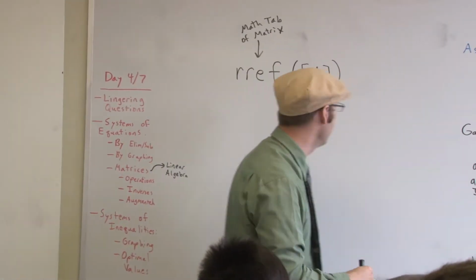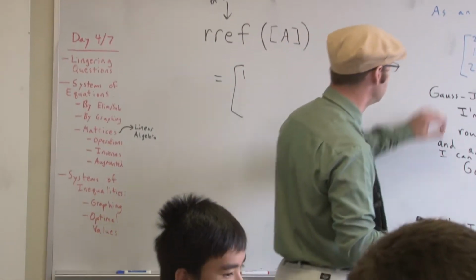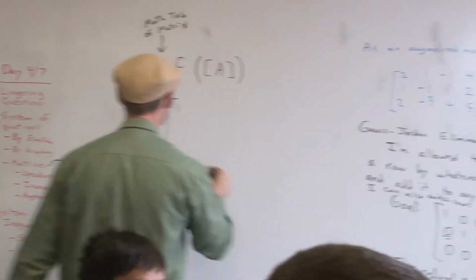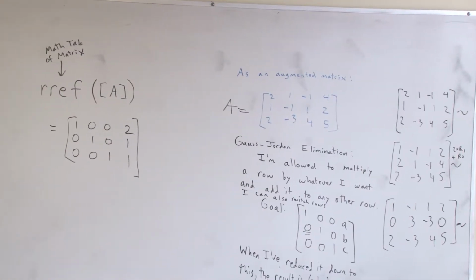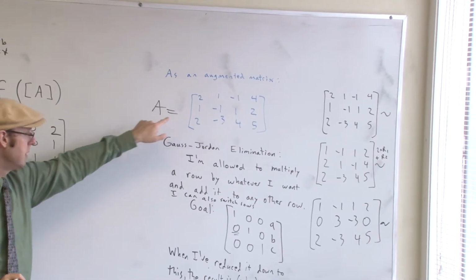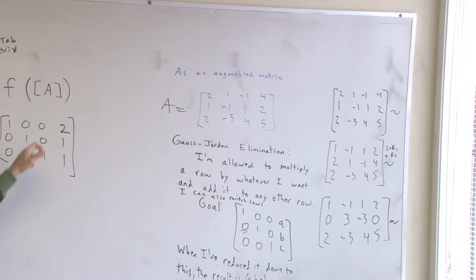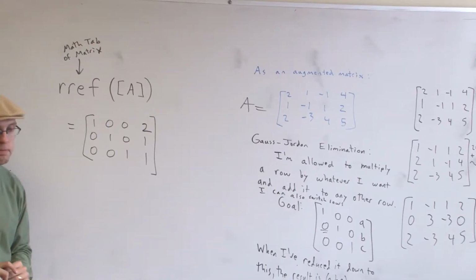Exactly. There you go. So this is a 3 by 4 matrix. Your A matrix is this guy. And what you should do, once you RREF that, this is what you should end up getting.